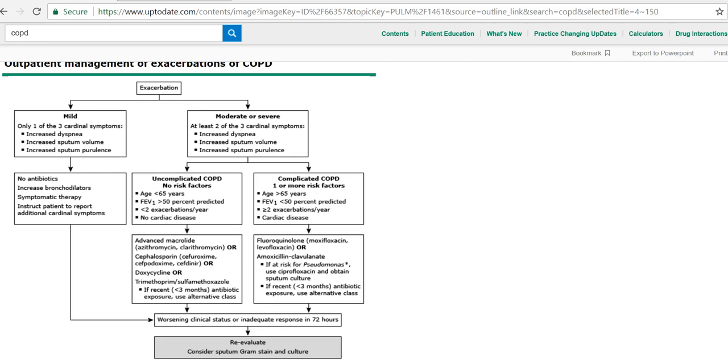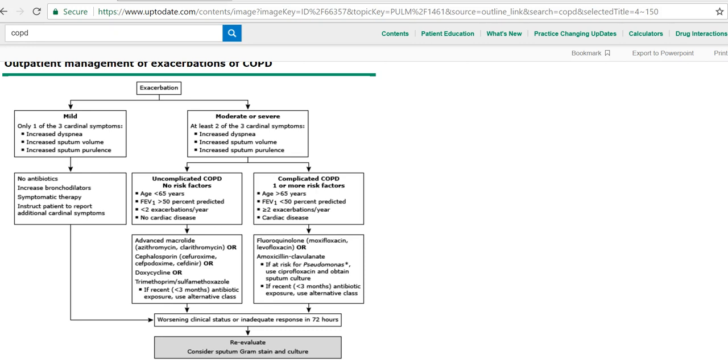Now, if they have two of the three cardinal symptoms that we covered, we branch off into whether we consider them to be uncomplicated or complicated. This gets into risk factors. So it's considered uncomplicated COPD if they're less than 65 years old, and the FEV1, not the ratio, just the FEV1 by itself, is greater than 50% of the predicted.